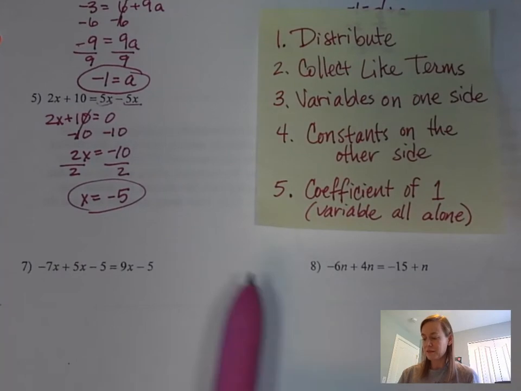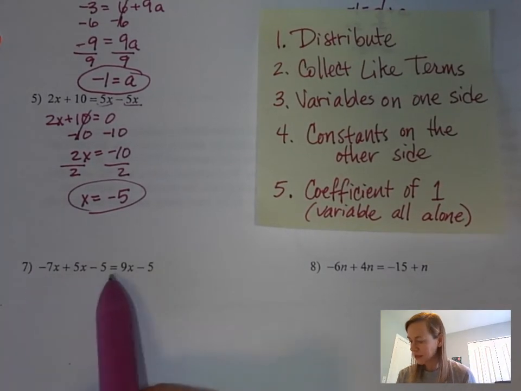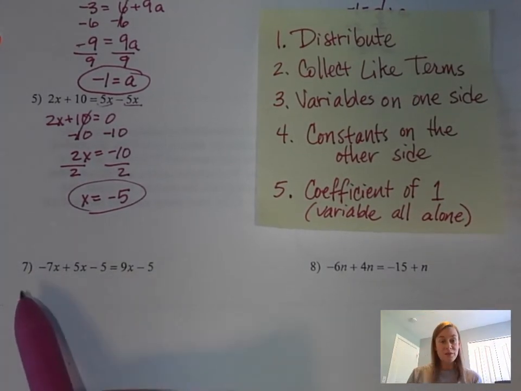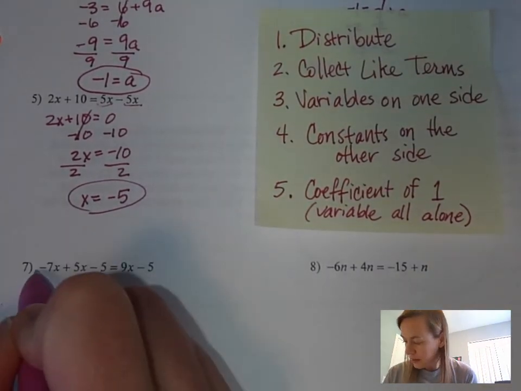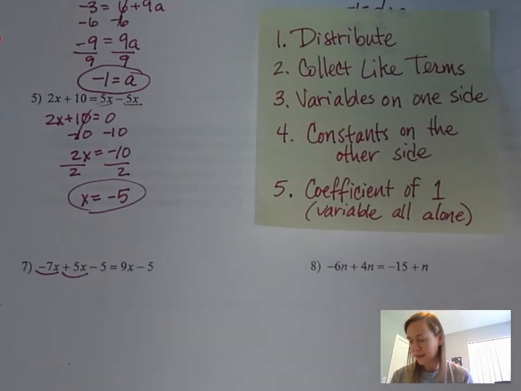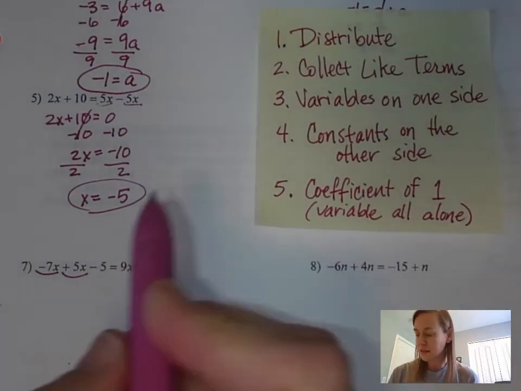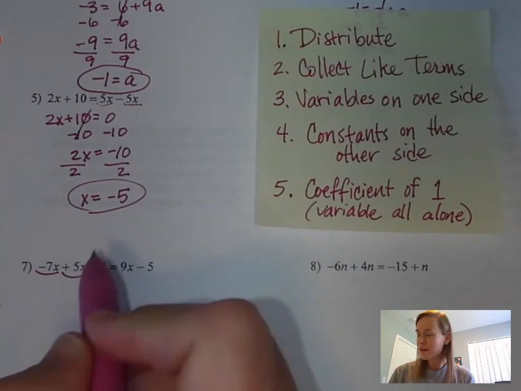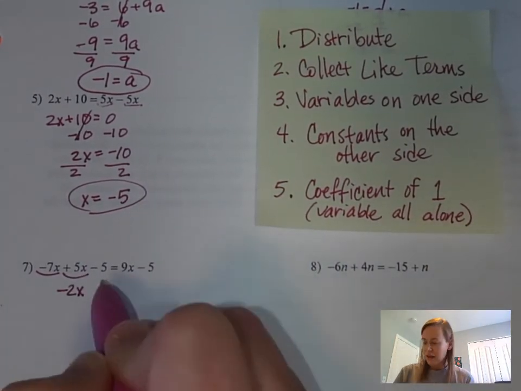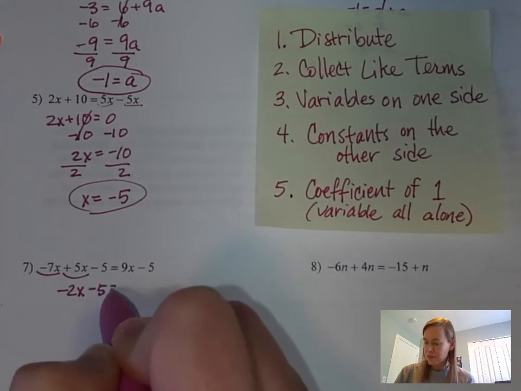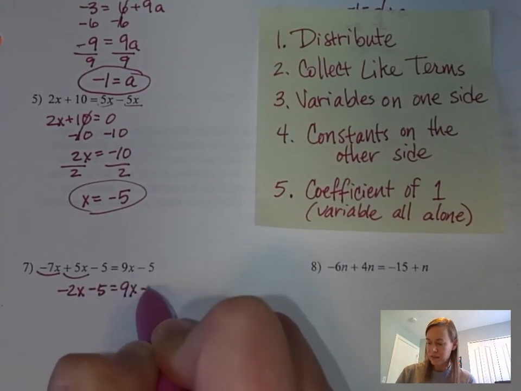Number 7. Looks like there's nothing to distribute here. So let's go on to step 2, collect our like terms. On the left-hand side, we've got negative 7x and positive 5x. Those two can definitely be combined. So negative 7 plus 5 is going to give us negative 2, and it's still the x there. And just bring down the minus 5 and the rest of this because there's nothing left to combine over there.